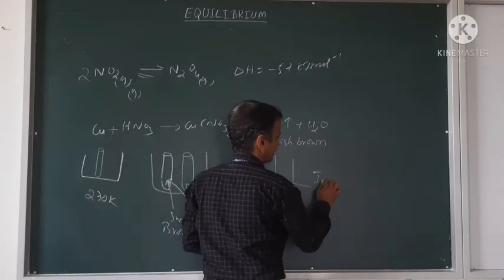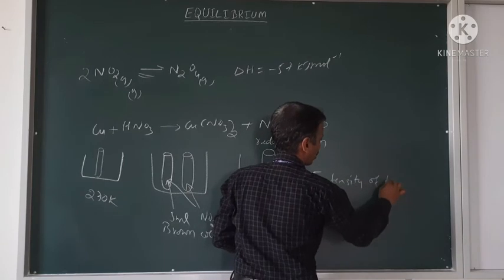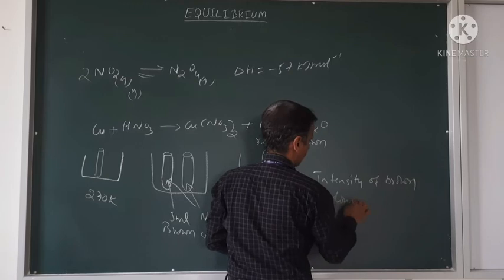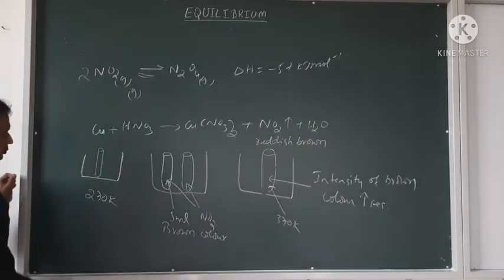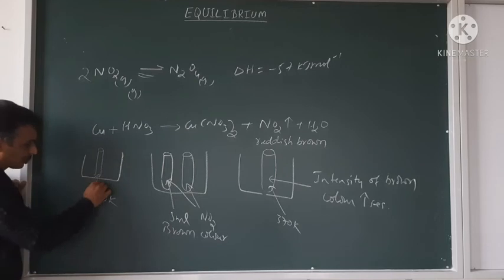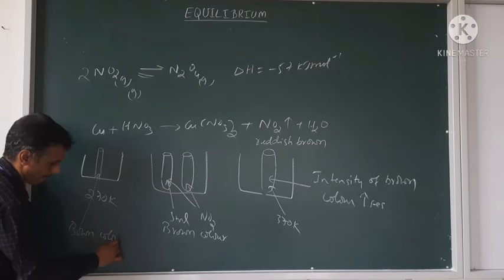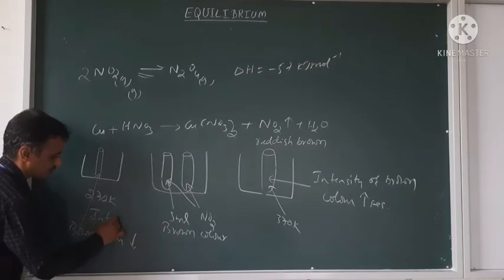The intensity of the brown color increases, whereas here the intensity of the brown color decreases. Why is it?